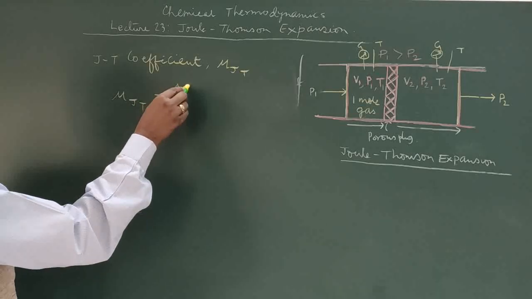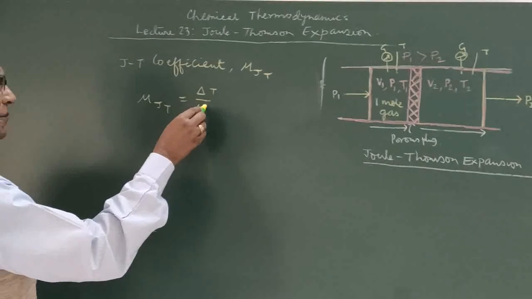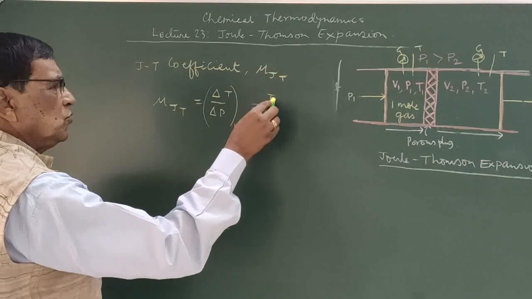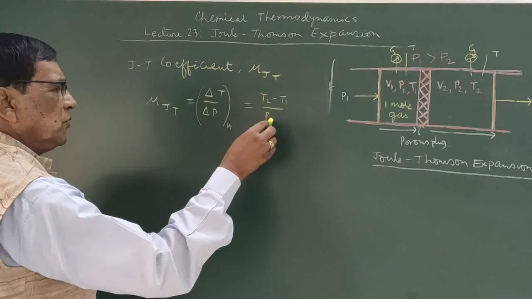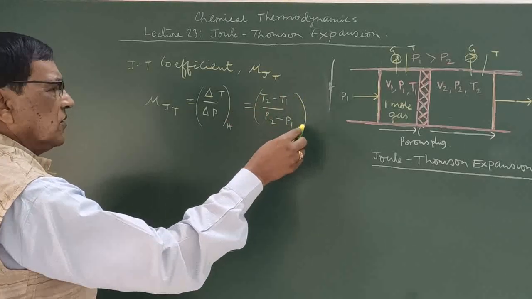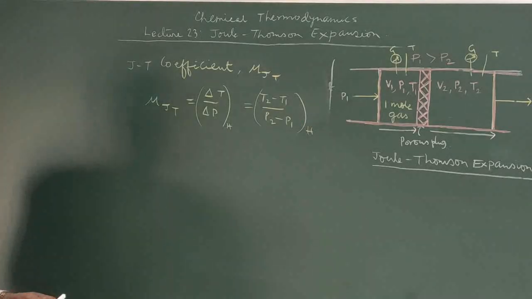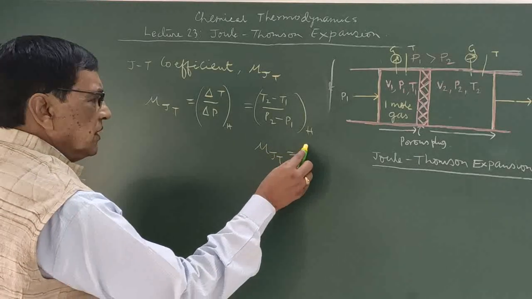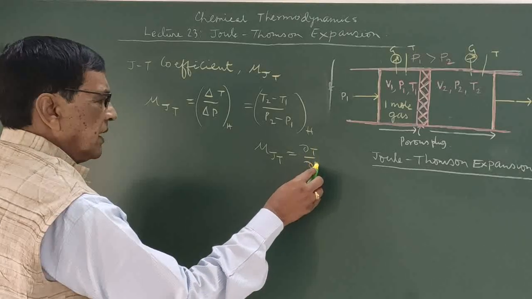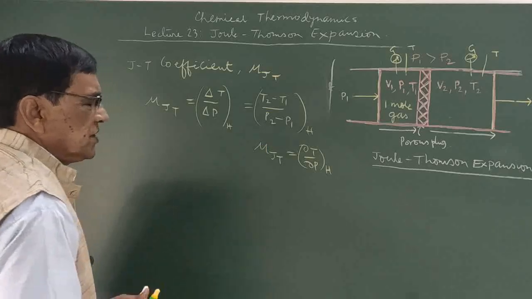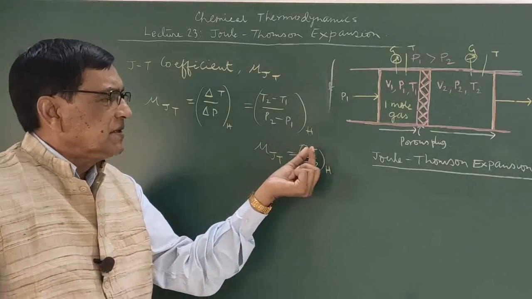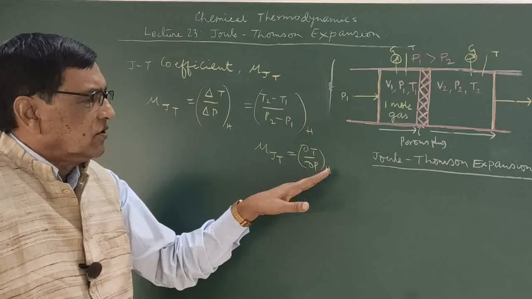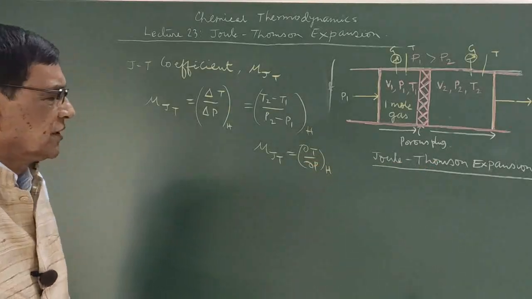mu JT is defined as del T divided by del P at constant H, or you can say T2 minus T1 divided by P2 minus P1, at constant enthalpy. In short, we can also write mu JT equals del T by del P at constant H. What is the definition? It is the change in temperature per unit change of pressure between these two sides at constant enthalpy, meaning in this Joule-Thomson expansion.